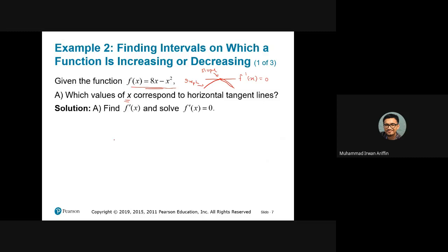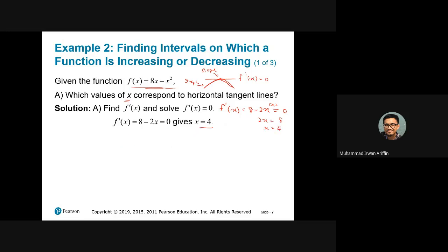So how do we do this? First of all, we need to find the derivative and solve for f prime of x equals 0. We're going to make it equal to 0. So what is our f prime of x here? f prime of x would be 8 minus 2x. And then we set it equal to 0. So we have 2x equals 8, x equals 4. Okay, x equals 4.